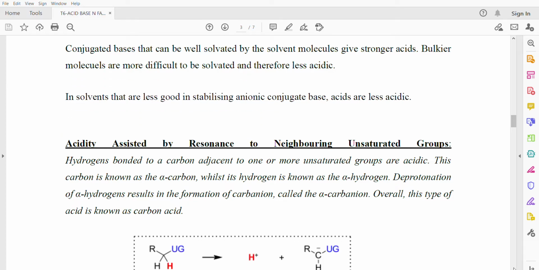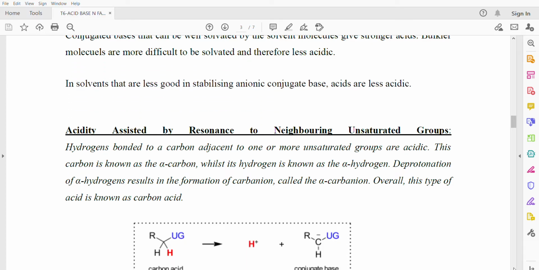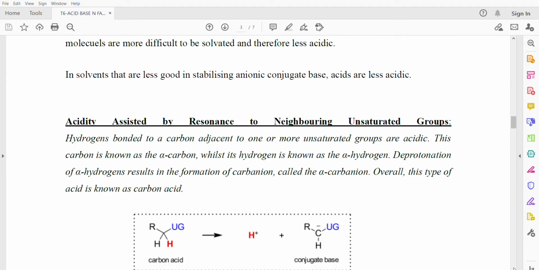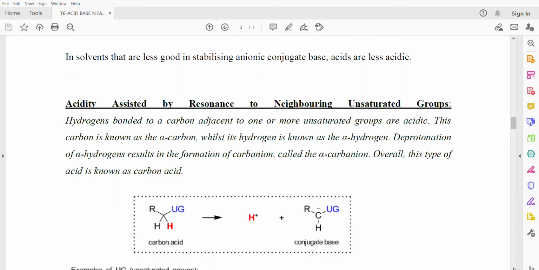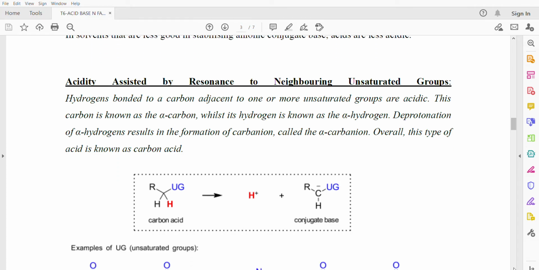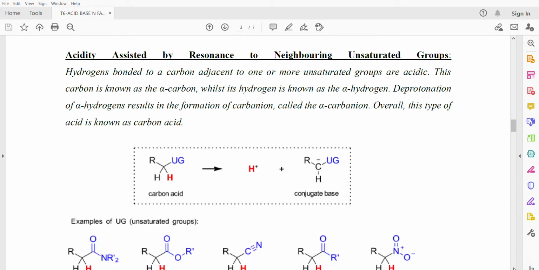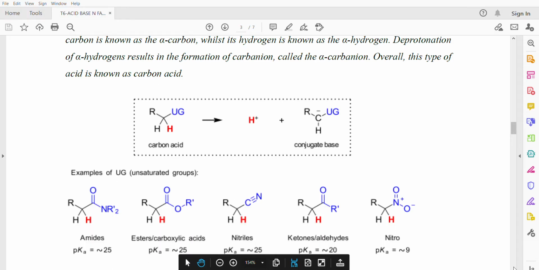Okay, now we will see how an unsaturated group, if present, assists acidity or basicity. This is any acid, a carbon acid. A proton is removed, then an unsaturated group, in blue, is present, and a negative charge after the removal of the proton; it is the conjugate base.